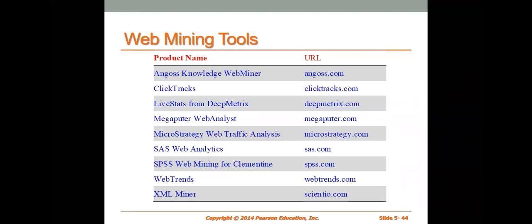Tools, you want to know about the different tools, which company is using which kind of tools. So for products, we have Angoss Knowledge WebMiner, so you can use this one. And ClickTracks, you can use this one. Even Google has a tool. If you want to analyze your website, how many people are visiting, the statistics, you can use Google Analytics.